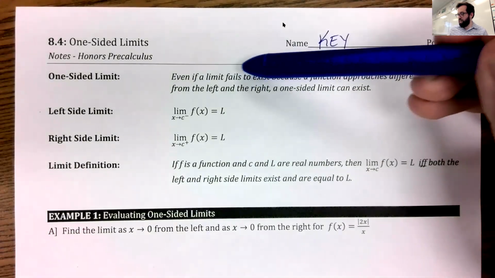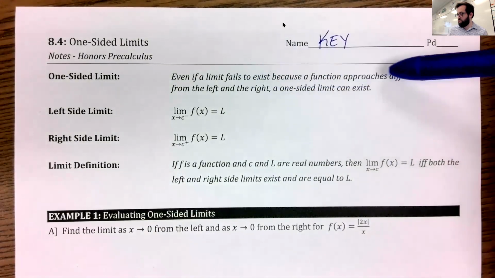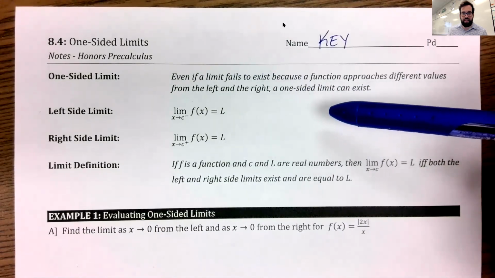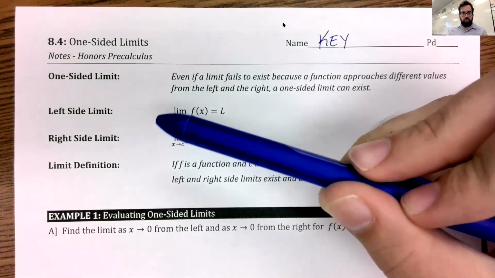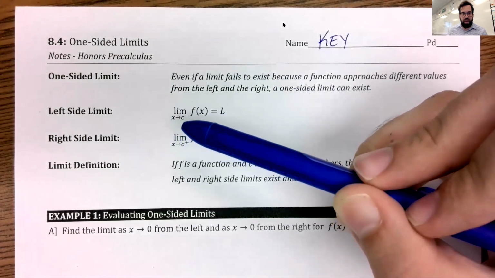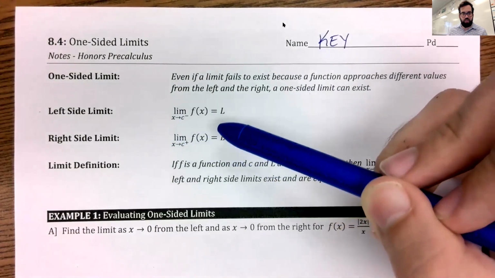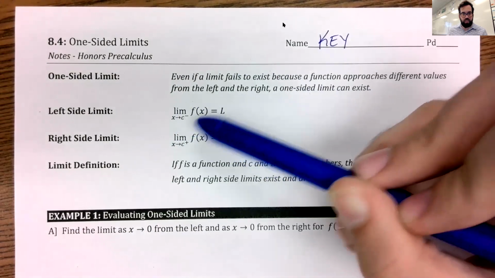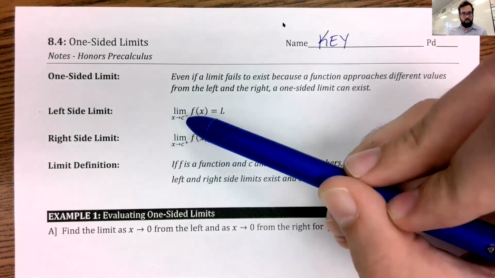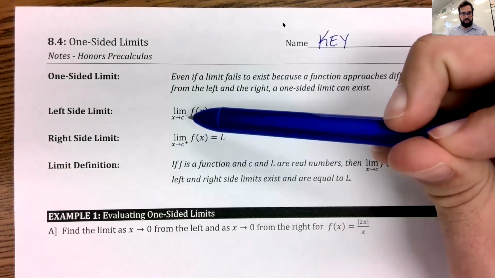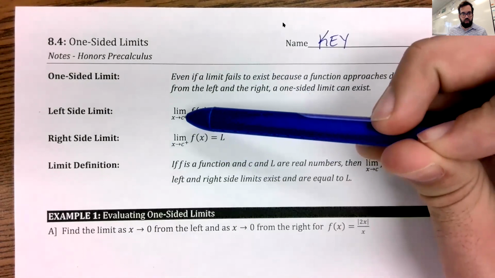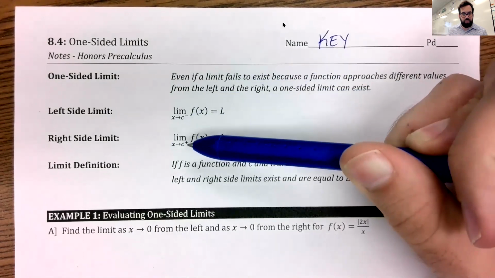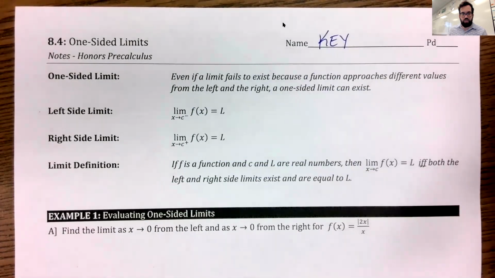First of all, even if a limit fails to exist because a function approaches different values from the left and from the right, a one-sided limit can exist. So if we are approaching a limit from the left, this is the notation that we want. You'll have a function plugged in here for f of x. L is the answer. C is the value that we're approaching. And this little tiny minus sign, that's kind of where an exponent would be over the C. That means we're approaching from the left. If it's a plus side instead, it's because we're approaching from the right.